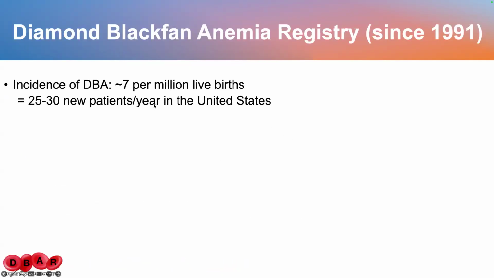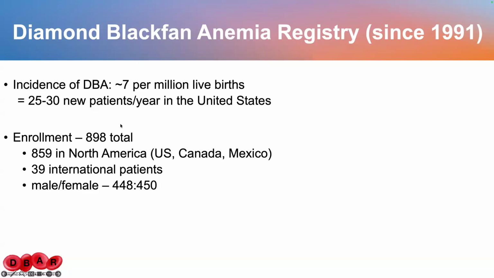So to talk a little bit more about the clinical criteria, and what we have here in the registry is the incidence of DBA. So it's a rare disease, 7 per million live births. You have about 25, 30 new patients per year in the United States. So again, really rare. The enrollment that we have today in 2026, I updated these numbers actually on Friday, is 898 total, with 859 alive in North America and 39 international patients that are enrolled in our registry. And the ratio male to female is really 1-to-1, 448 versus 450.